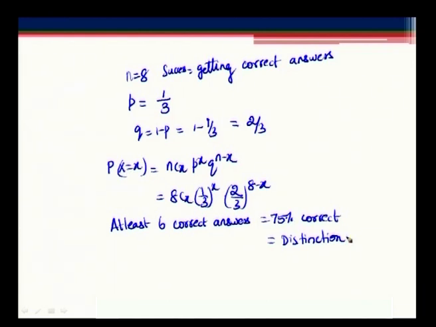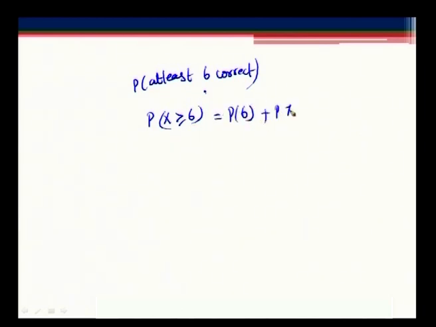So, what is the probability of getting at least 6 answers correct? As I already told you, 6 correct answers out of 8. What is the mathematical expression for at least, which is greater than or equal to 6? So, greater than or equal to 6 means P of X equal to 6, P of 7 and P of 8.